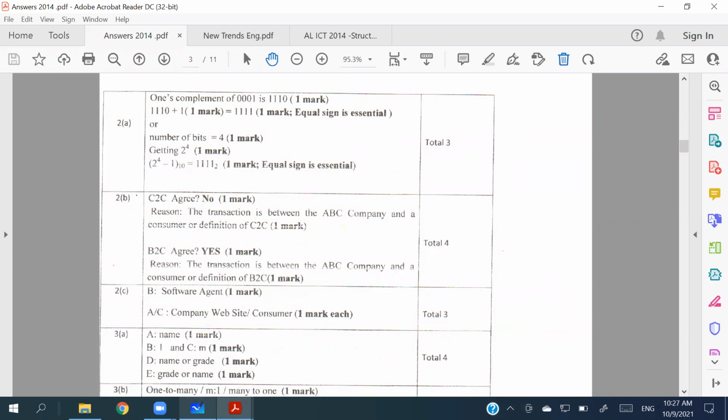So if A is the company, then C is going to be the consumer. If A is the consumer, C is going to be the company website. So altogether 3 marks. A, B, C separately 1 mark for each, so 3 marks.